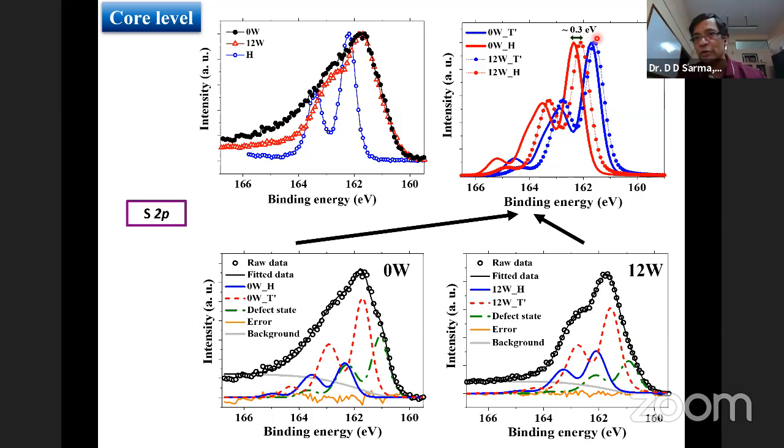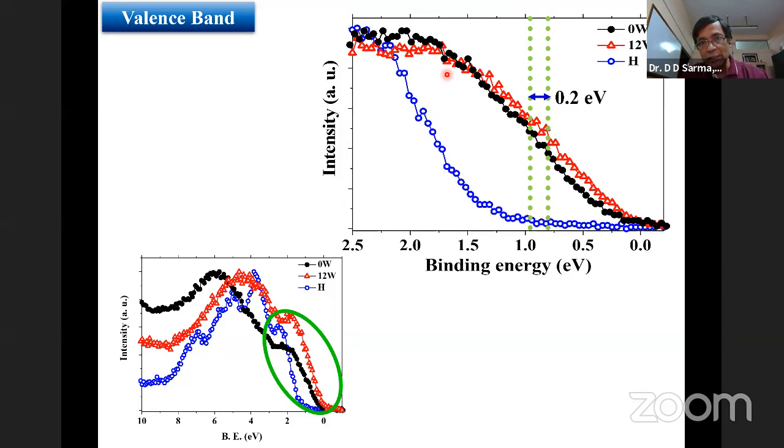So both molybdenum and sulfur are shifting in the same direction. So it cannot be a charge transfer from molybdenum to sulfur that is making this shift, because then the shifts would be in the opposite direction. Not only the core levels, if I look at the valence band, there's the H phase, near the valence band, Fermi energy is zero. And between the leading edge of the Fermi edge, you can see a 0.2 eV shift between the two, again, exactly in the same way. What is going on here?